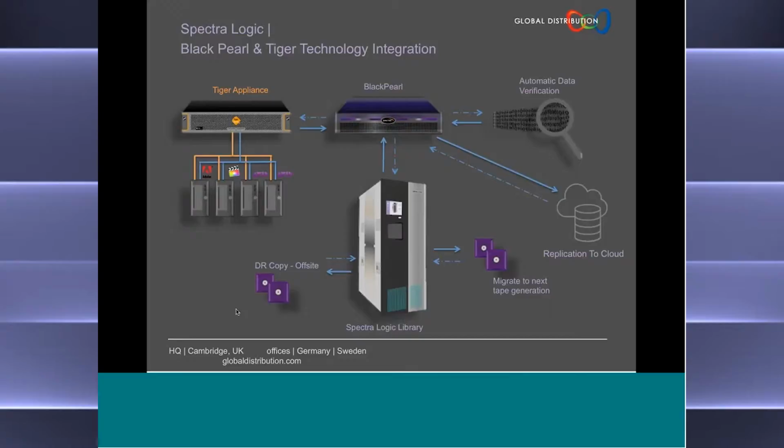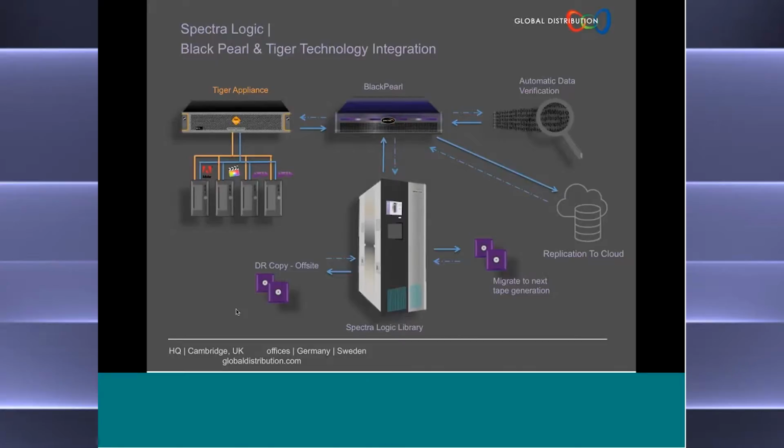And the Black Pearl and the library can do this independently of the Tiger application. And this is, again, one of the key things about object storage. The Tiger appliance doesn't know that it's on LTO 7 or LTO 8 or 9 or in the cloud. All it does is ask the Black Pearl for its data back, and the data is just stored.